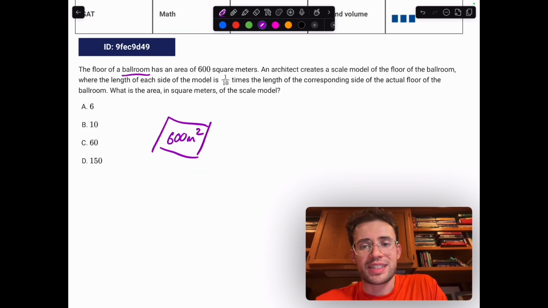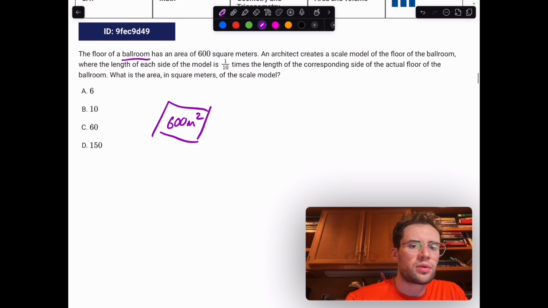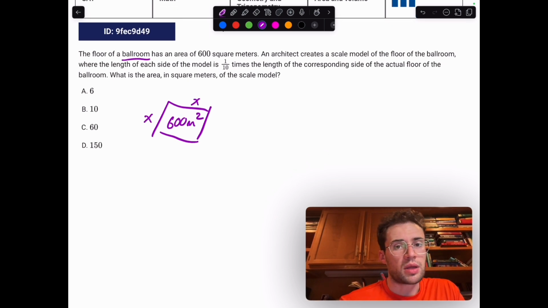An architect creates a scale model of a floor of the ballroom where the length of each side of the model is 1/10 times the length of the corresponding side of the actual floor of the ballroom. What is the area in square meters of the scale model? All right, well, again, we don't know what shape it is, but it doesn't actually matter, because when you scale it down, each side or each dimension would be multiplied by 1/10.